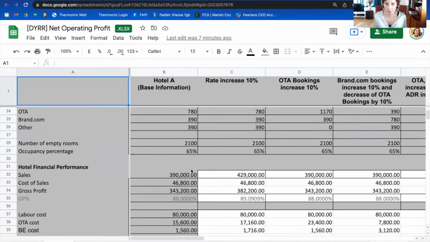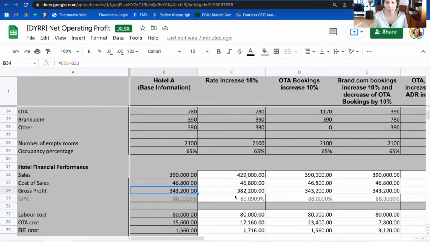And now we are coming to calculate revenue. So we have 200 rooms, 100 euro average daily rate, 65% occupancy. And we are coming to the room revenue in a value of 390,000. We will deduct our cost of sales, 46,800, and our gross profit is going to be 343,200.